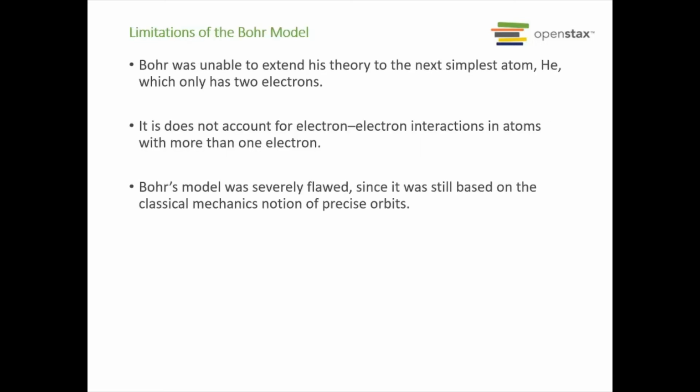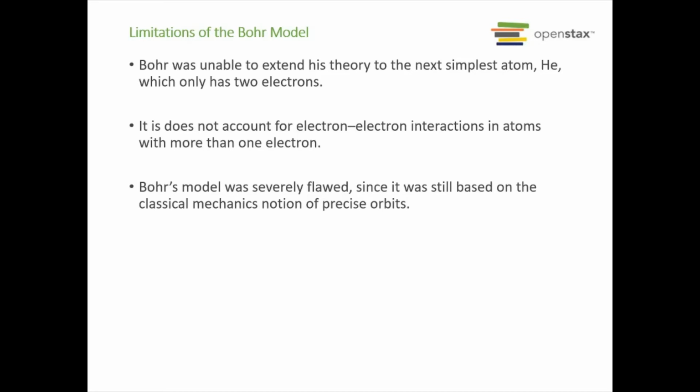So there are some limitations to the Bohr model. Bohr could not take his theory to the helium atom. For helium-2 plus, with only 1 electron, okay, but once you get more than 1 electron, it kind of falls apart. His model does not account for interactions that the electrons may have with each other when you have atoms with more than 1 electron.